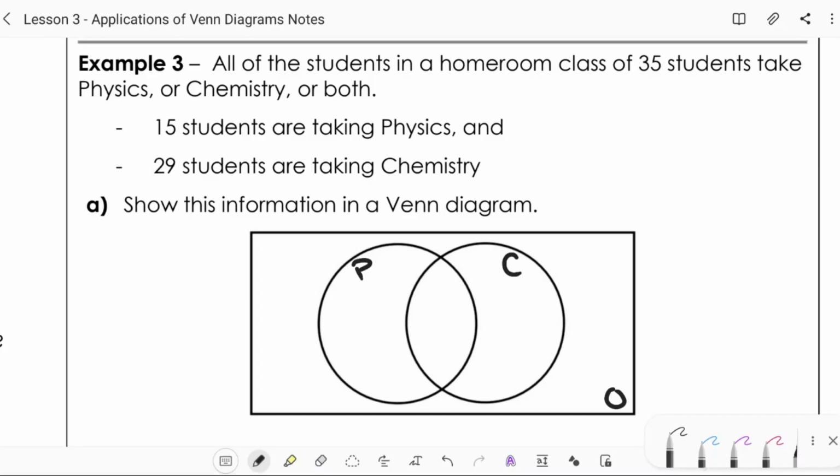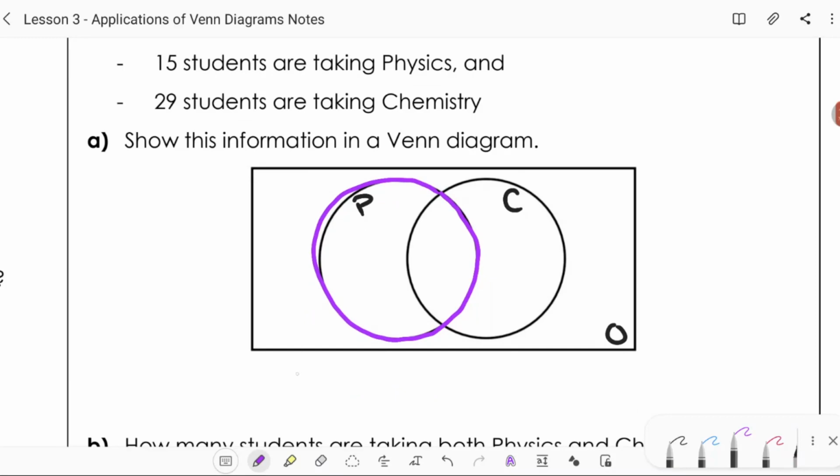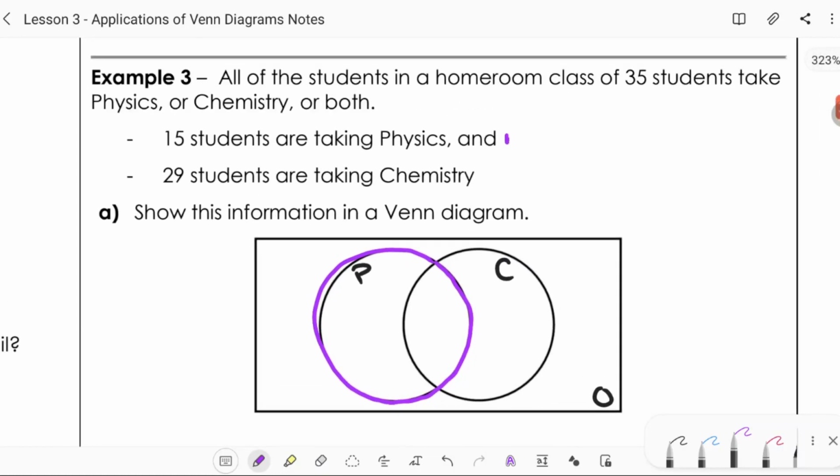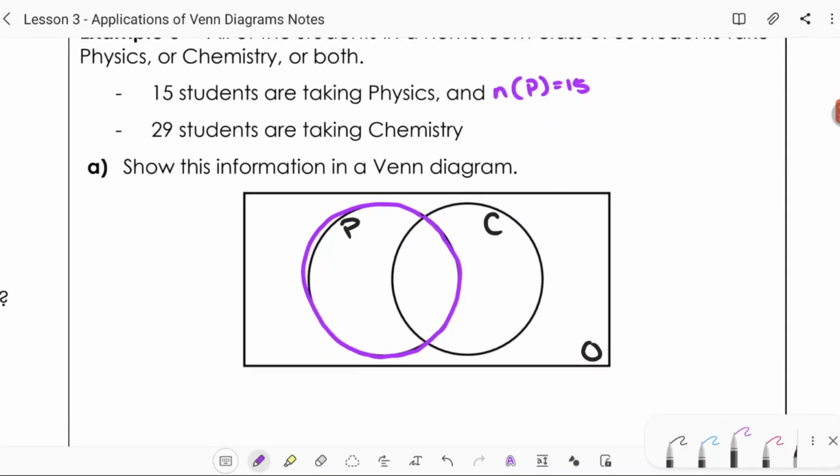15 students are taking physics. Again, that's telling me that out of this whole set, the number should be 15. If you want to remember our notation, I could say n of P equals 15. Actually, I'll write that up here. n of P equals 15. 29 students are taking chemistry. So again, in this whole set here, all of set C, n of C is equal to 29. Notice this time, it doesn't tell us how many students are taking both. So let's see how we can address this.